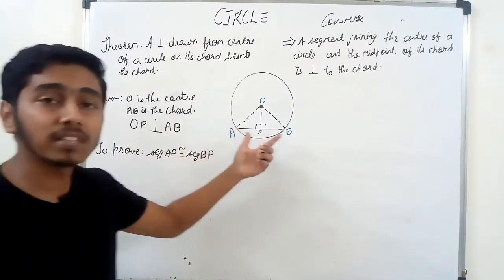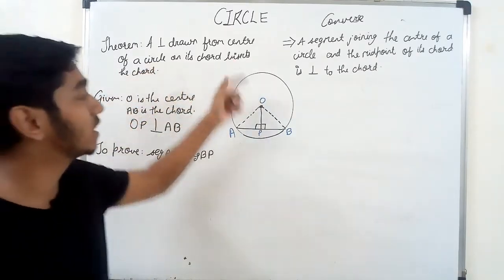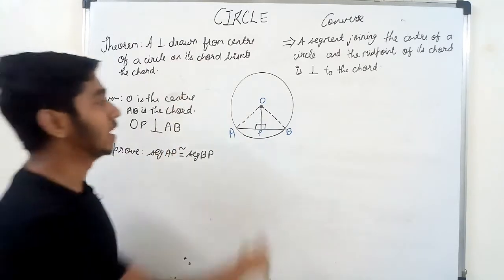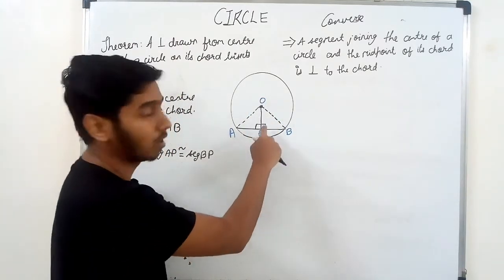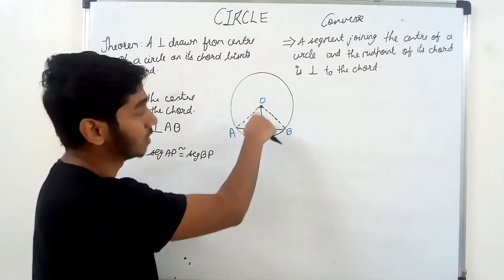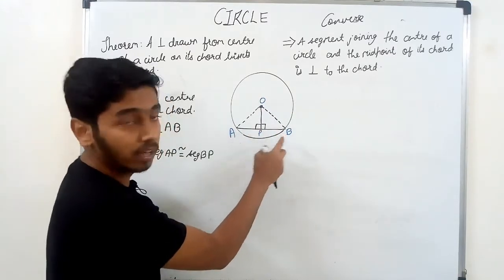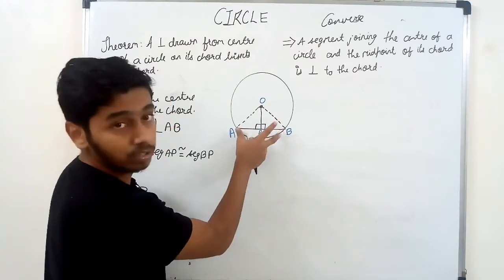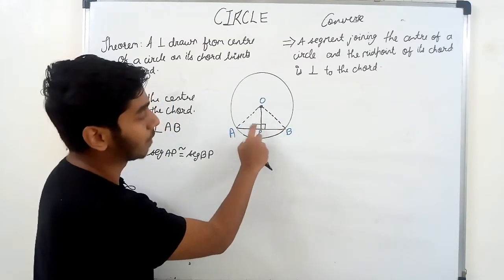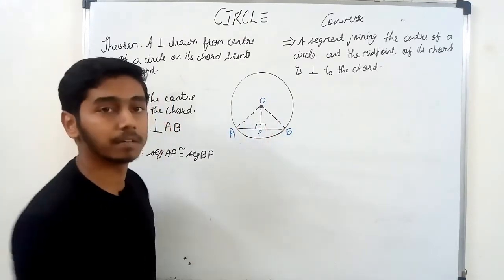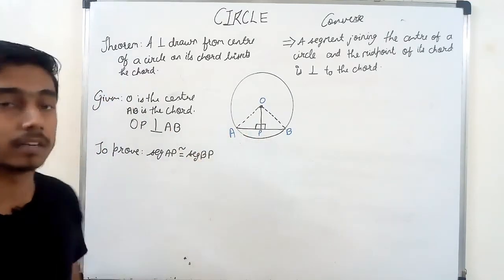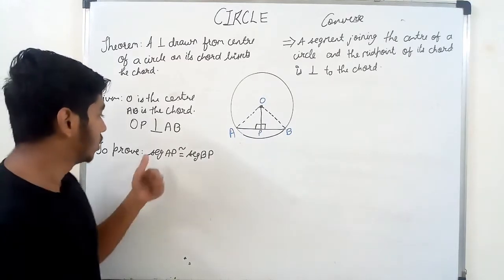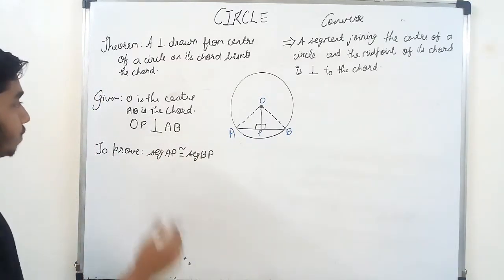What does it mean by the word bisect? It means it divides into equal parts. The theorem says that this perpendicular drawn on the chord bisects the chord, means it divides the whole AB into two equal parts, which are AP and BP. That's what we need to prove.